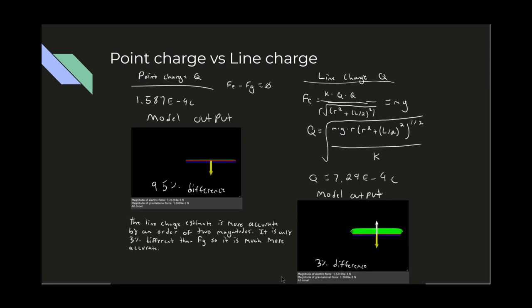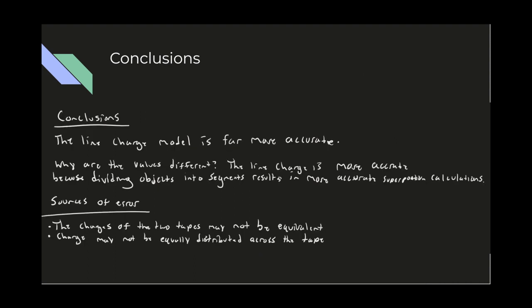The charge of the tape was determined once from the point charge formula and once through the line charge formula. From the outputs on the model, using the charge from the line charge model was significantly more accurate by two orders of magnitude. From this, we can conclude that the line charge is more accurate. This is because the line charge model splits a line with charge into many small points, which will then be more accurate when summed into the superposition formula.